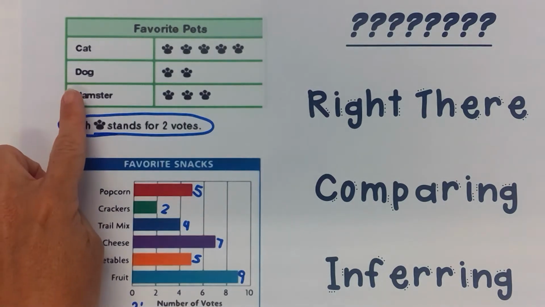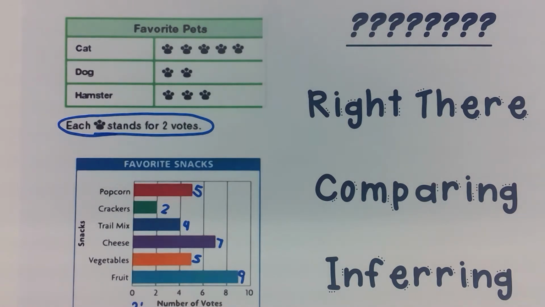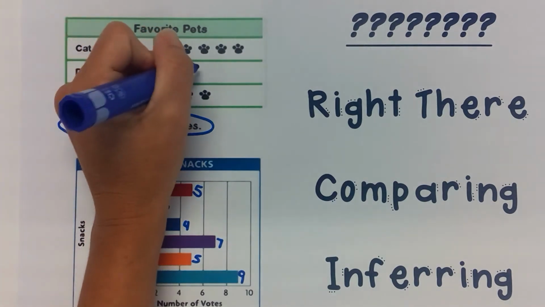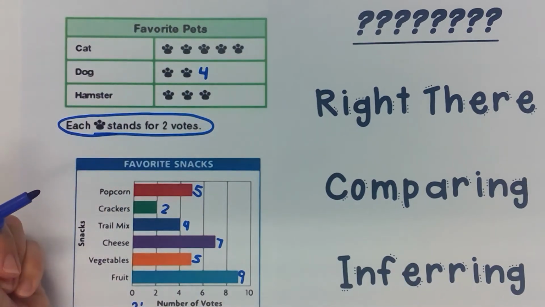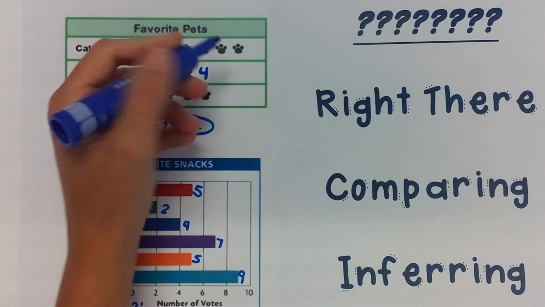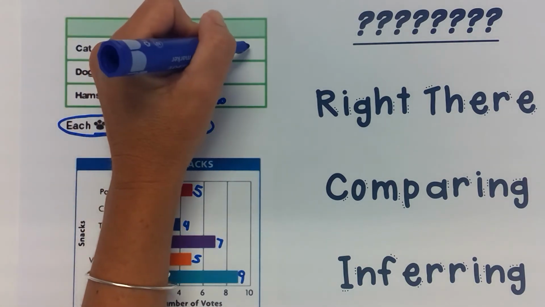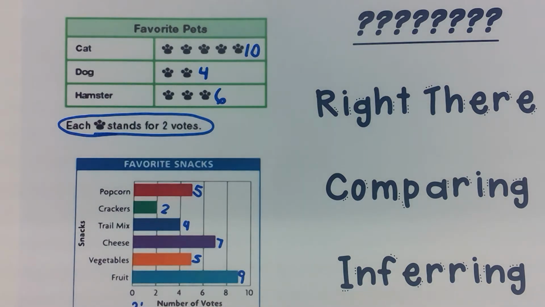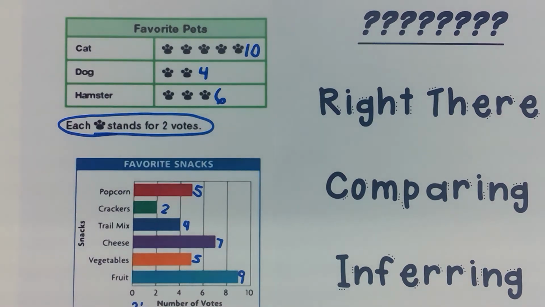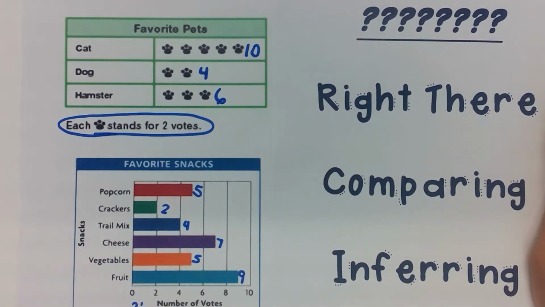How many students chose dog? There are 2 paw prints, so each paw print stands for 2. I didn't add this in the strategy part, but we would want the students to include that as well. Hamsters 2, 4, 6, cat 2, 4, 6, 8, 10. Include that in the strategy with the pictograph as well. Sorry.